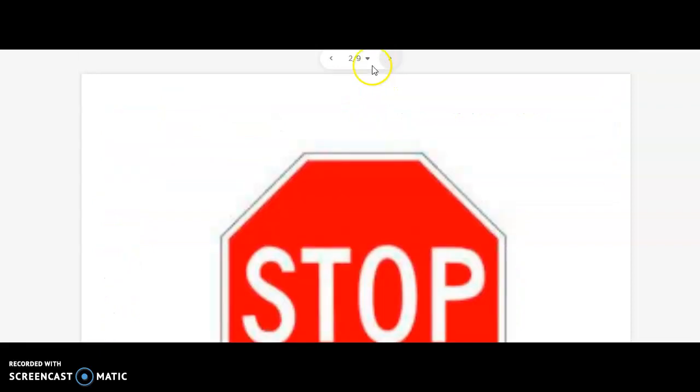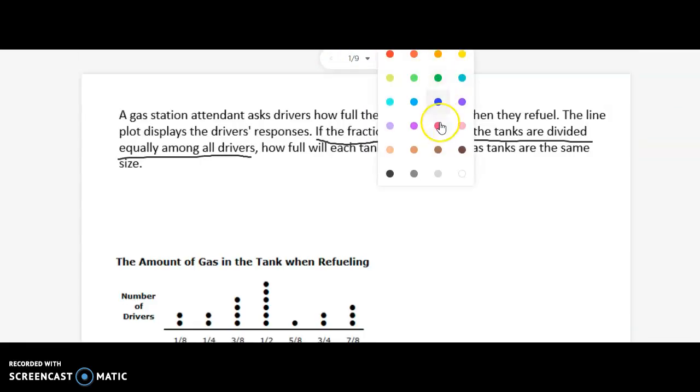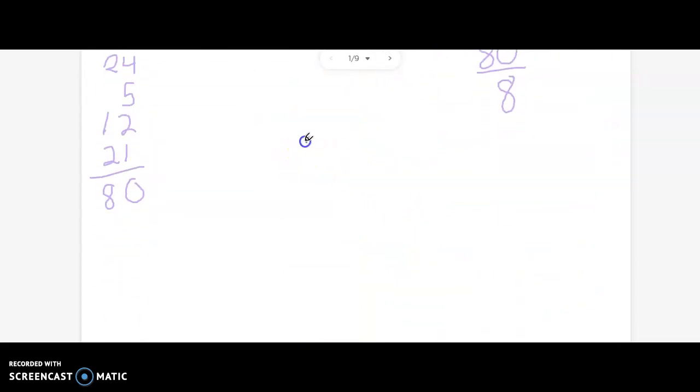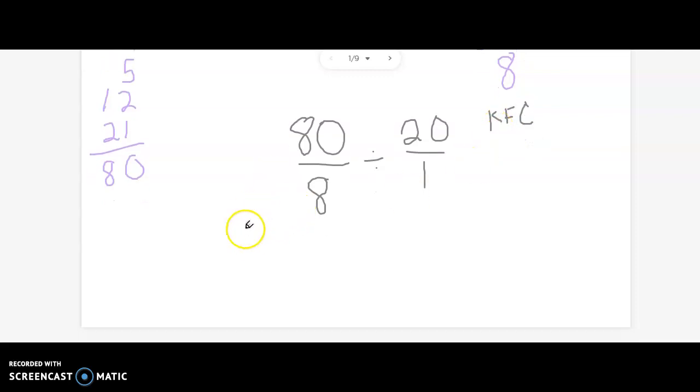I'm going to get another color. Oops, wrong way. Sorry, guys. I hit the wrong button. Let's grab gray. Love gray. Let's write this out now. So now I'm going to say 80 over 8 divided by 20 over 1. Okay, when we divide fractions, what do you guys think? K, F, C. I want to keep my first fraction, 80 over 8. I want to flip my second fraction, 1 over 20. And I'm going to change my division to multiplication.